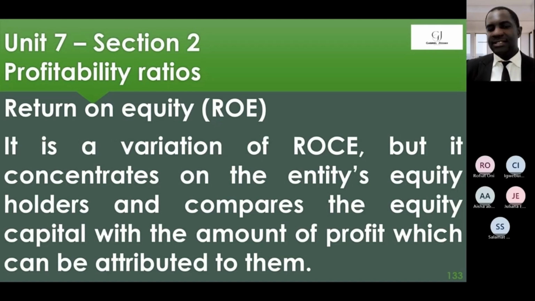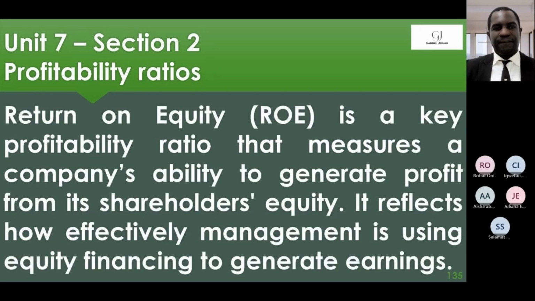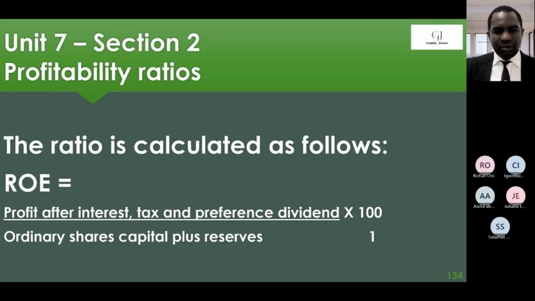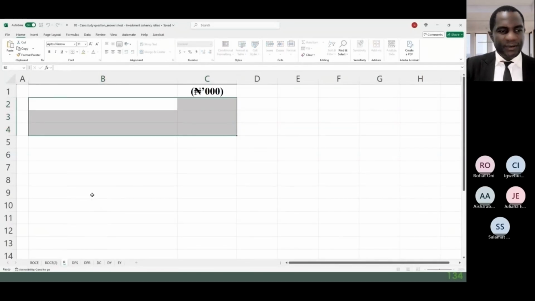So it concentrates on the entity's equity holders and compares the equity capital with the amount of profit which can be attributed to them. The ratio is calculated as follows: profit after interest, tax, and preference dividend, divided by ordinary share capital plus reserves. You can see that there are no non-current liabilities, no long-term debt, because we are concentrating on equity only. So let's calculate return on equity for Dan Kabir.